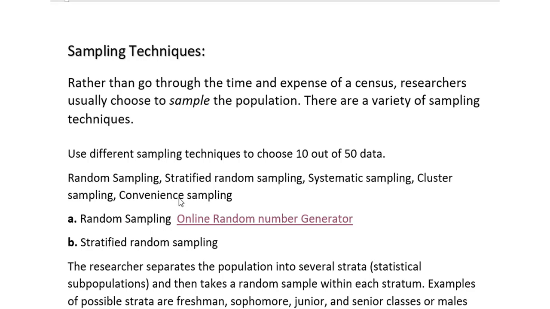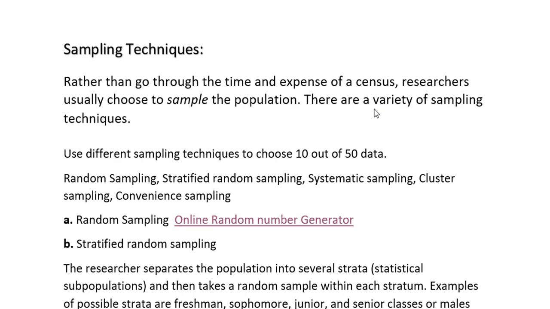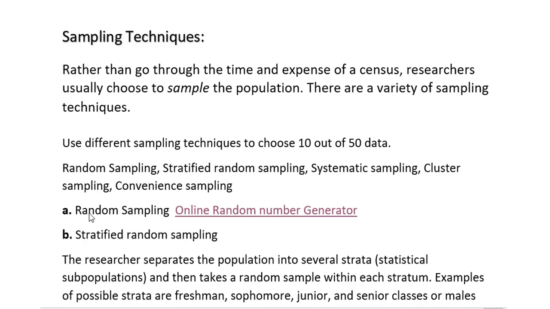In this video, we will talk about 5 sampling techniques. Rather than go through the time and expense of census, researchers usually choose to sample the population. There are a variety of sampling techniques, but in this video, I will introduce 5 of them: random sampling, stratified random sampling, systematic sampling, cluster sampling, convenience sampling.